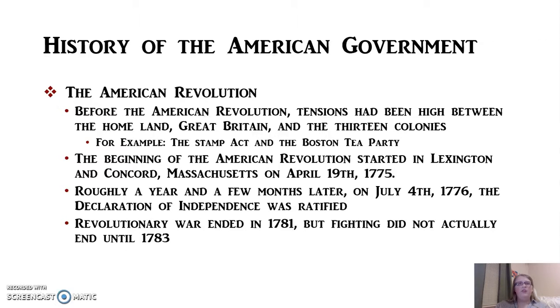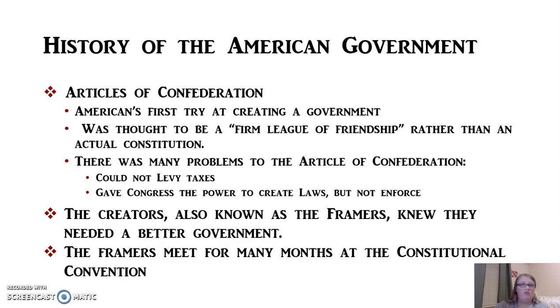So they first came out with what was known as the Articles of Confederation. This is once again the first try at the Americans creating a government, but the Articles of Confederation was thought to be more of a firm league of friendship rather than an actual constitution or government papers.